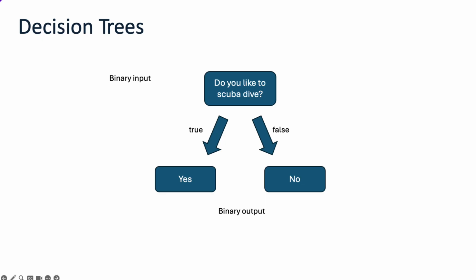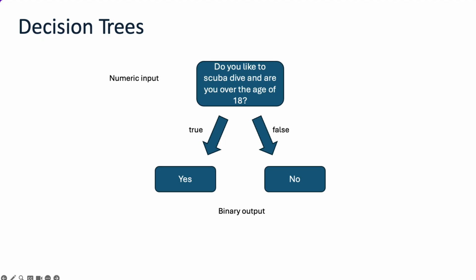There is a binary decision point at the top, so a 1 or 0, a yes or no, true or false, and so on. If you get a true, then you come down one side, and a false would go down the other side. So we have a binary input, which could be, does someone like to scuba dive? And then we have a binary output. And you can also add in numeric inputs such as, does someone like scuba diving and are over the age of 18?